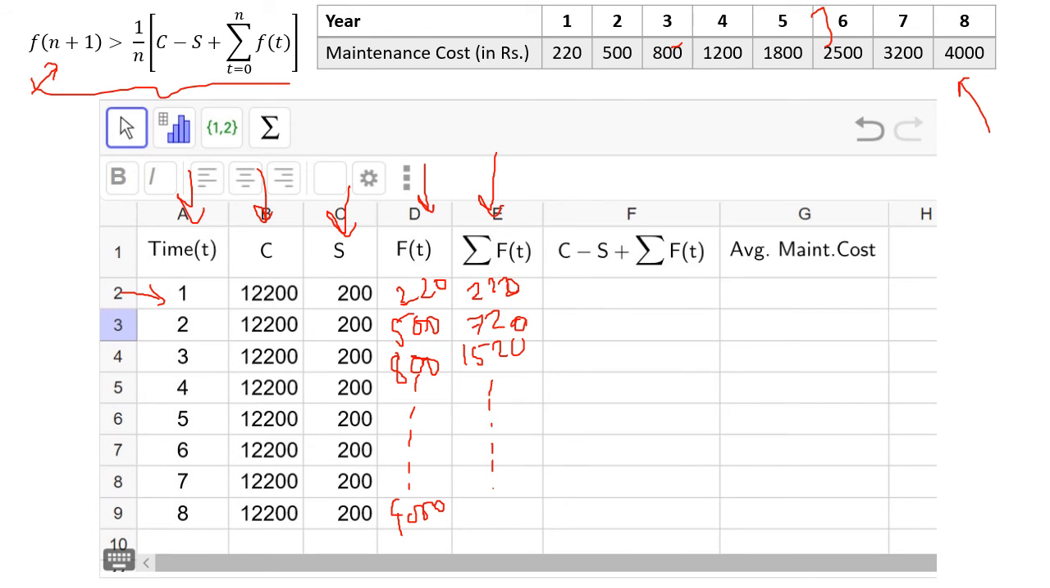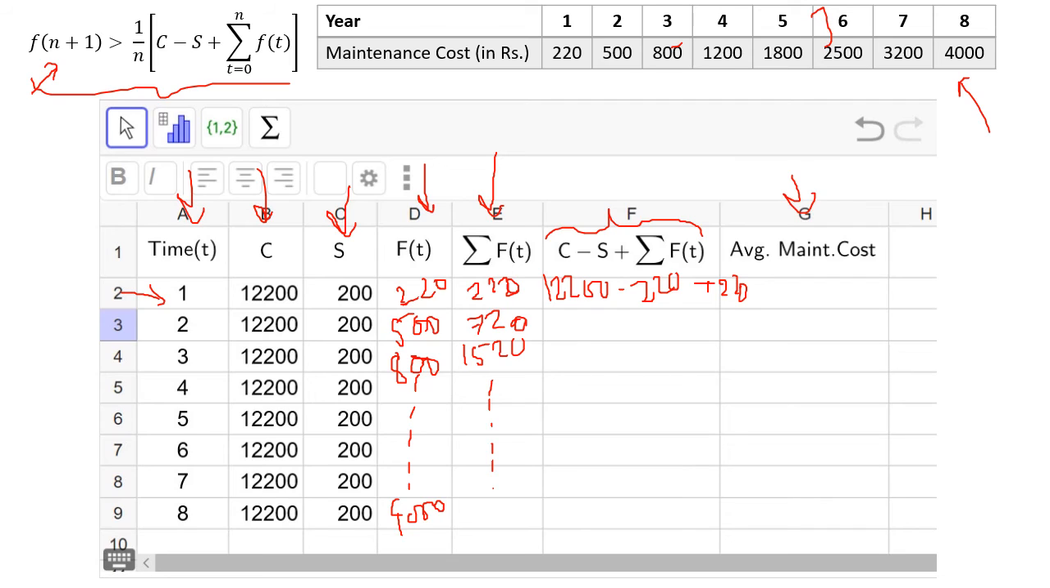Then this is in column F, we are going to calculate the quantity inside the square bracket on the right hand side of the inequality. C minus S plus summation of F of T. So this will be 1220. You can also calculate along with me. You should pause the video and complete your calculations. Minus 220 plus 220.